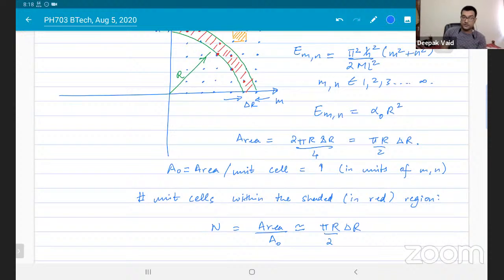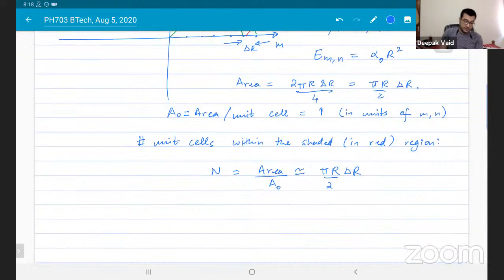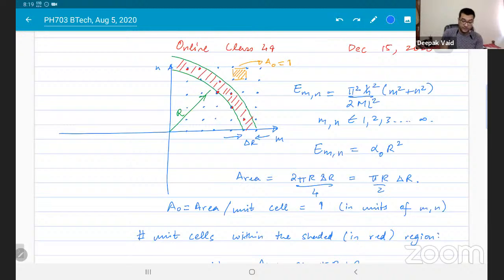But that's okay, because we are going to look at the limit of large energies. In the limit of large energies, n will become a large number, and we won't be so worried about what happens between the integers. Okay. And now we can compare this to the expression for the energy.